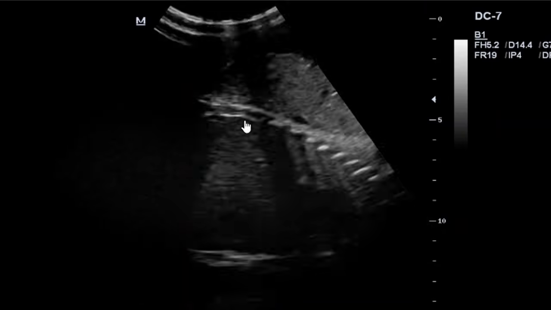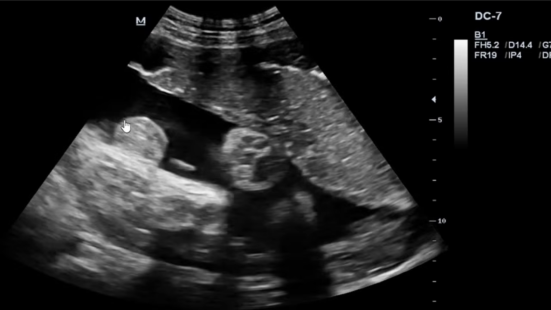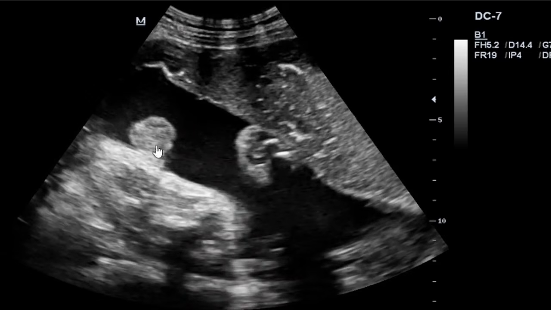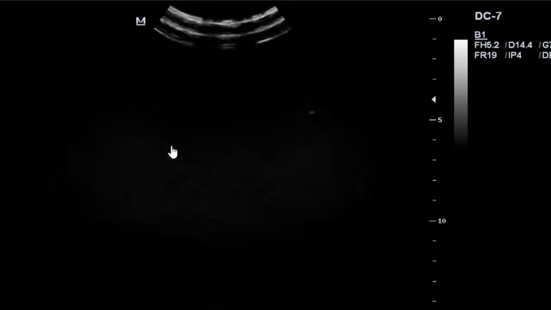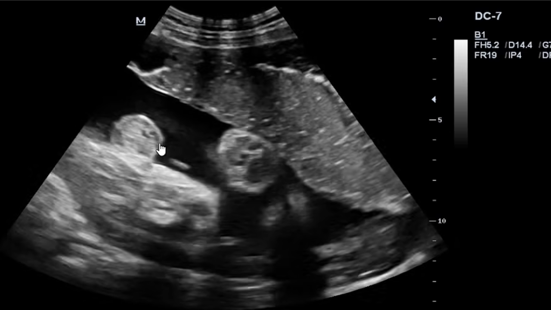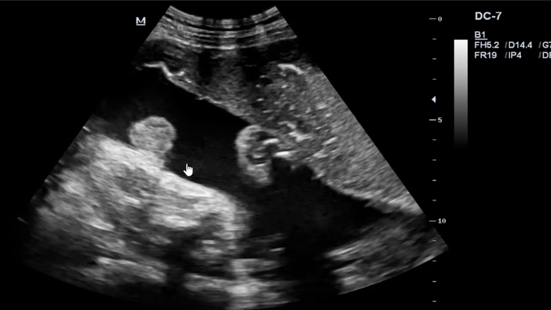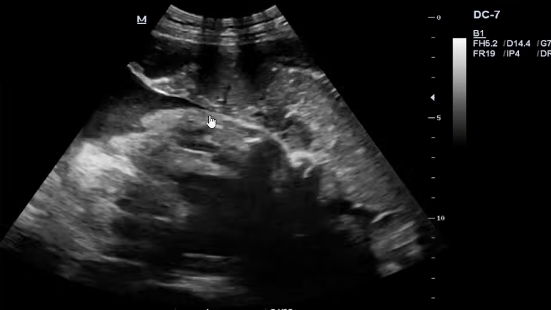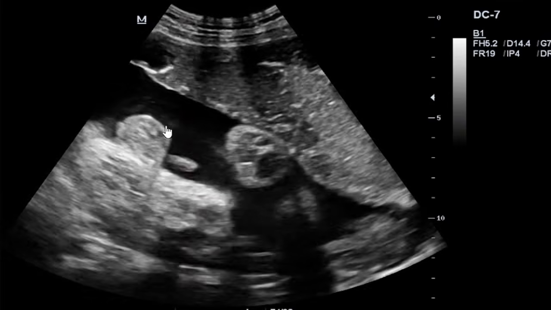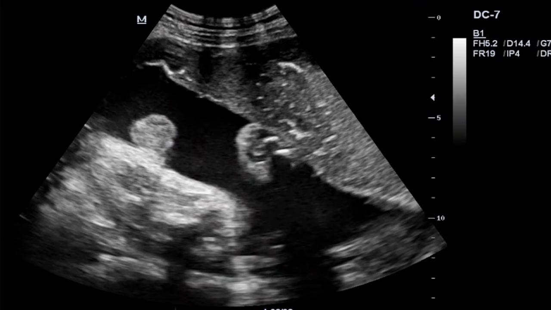So let me do it like this. If you look here, you can actually see the testicles, then you can see the male genitalia here. This is a male fetus. This is how we determine the sex of the fetus.